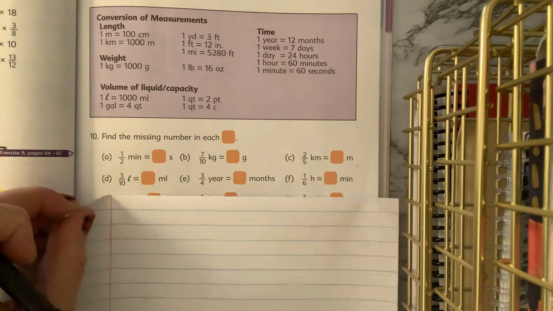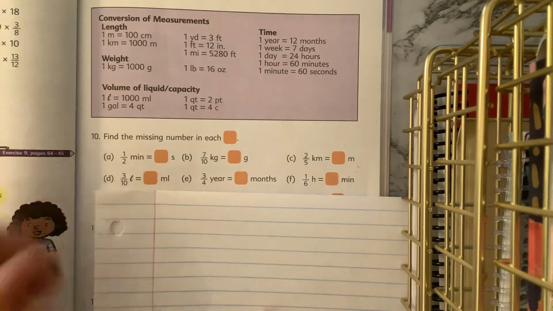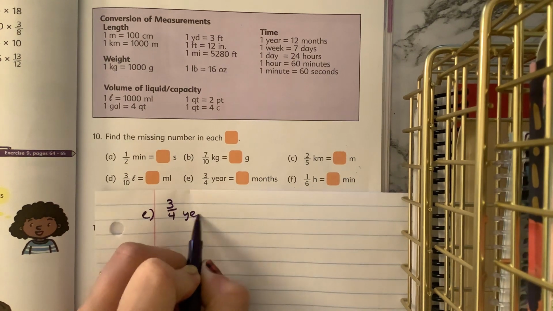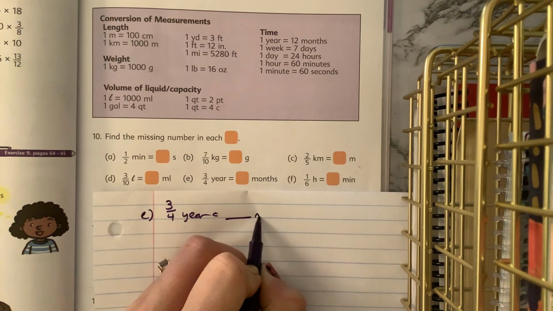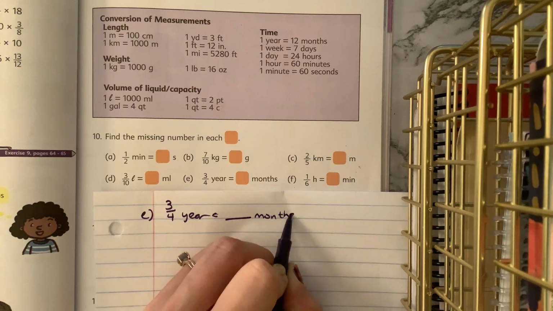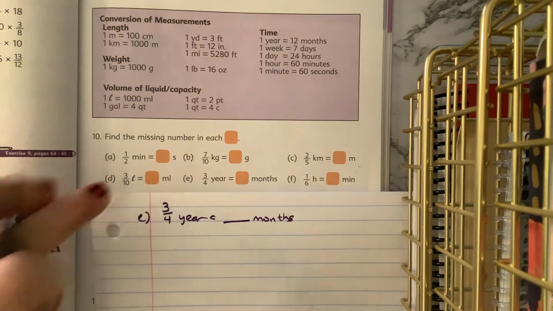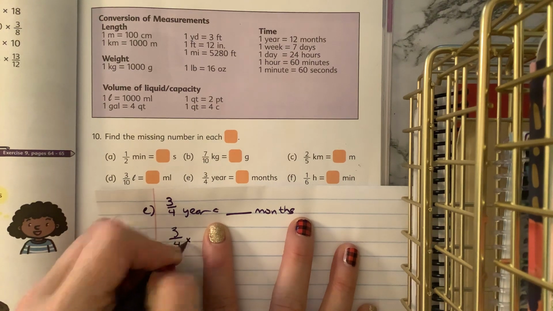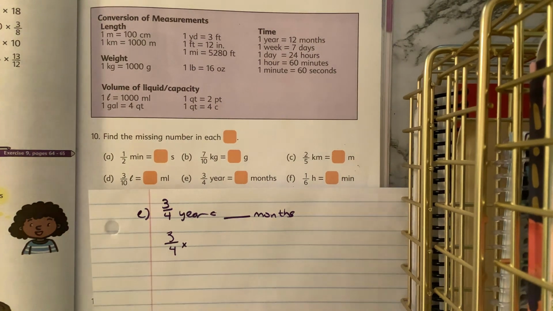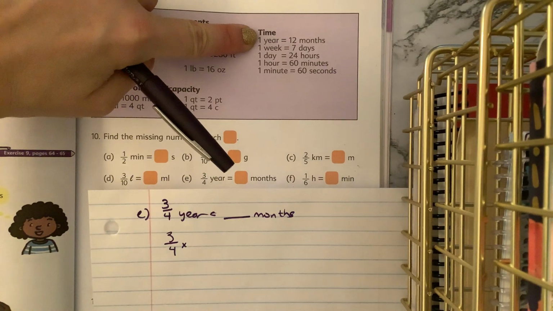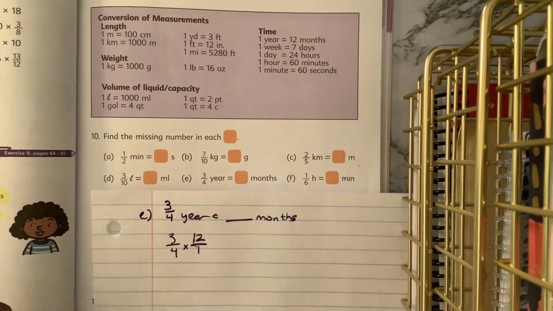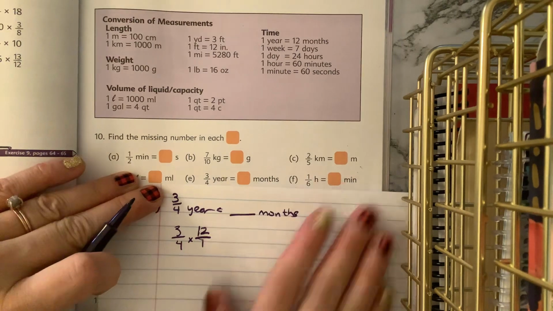All right, E. 3/4 of a year equals how many months? Okay, so again, we multiply 3/4 by our conversion factor. How many months in a year? 12. So we're going to multiply by 12, but remember, it's 12 over 1.